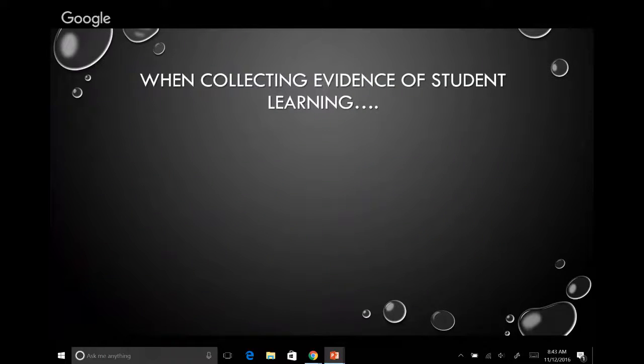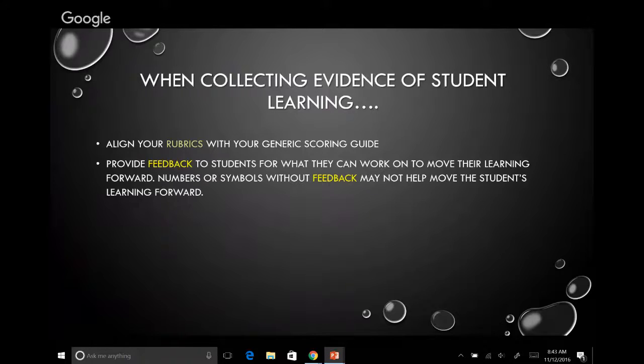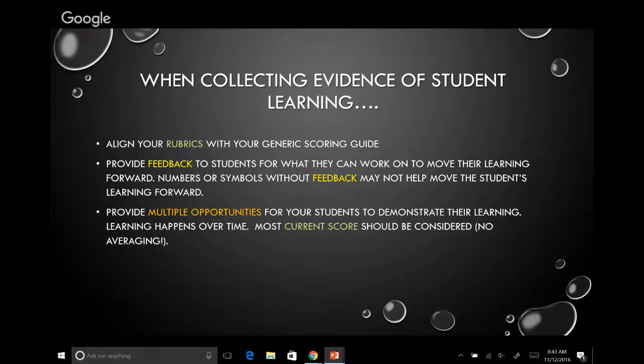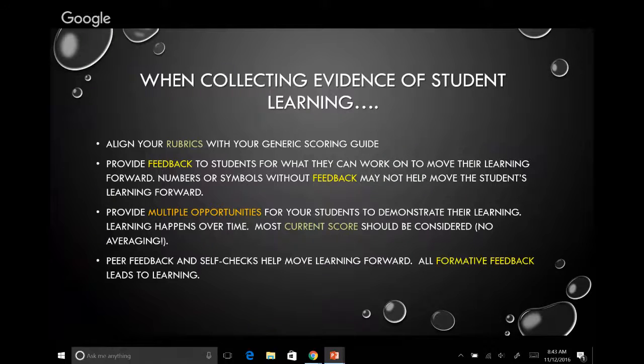So when you're collecting evidence of student learning, you need to align your rubrics with your generic scoring guide. This is very important. Provide feedback to your students for what they can work on to move their learning forward. So feedback, feedback, feedback. Numbers or symbols without feedback may not help your students moving forward. Give them multiple opportunities to demonstrate their learning. So learning happens over time, and the most current score should be considered, not an average of those scores.